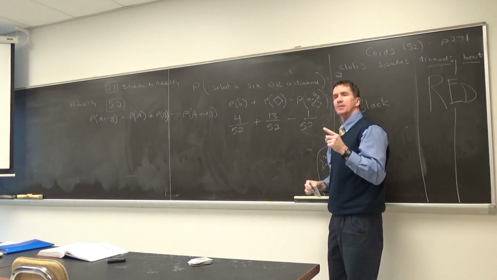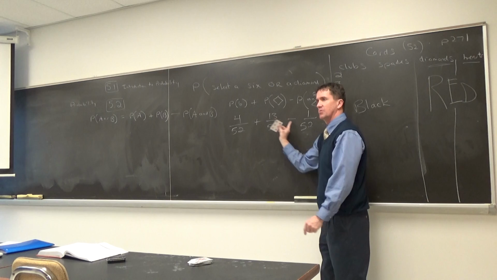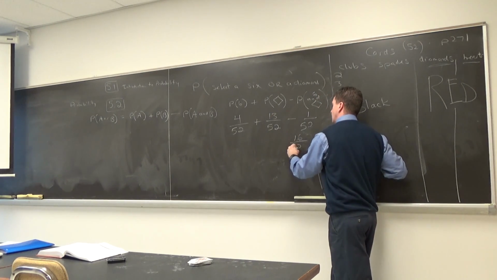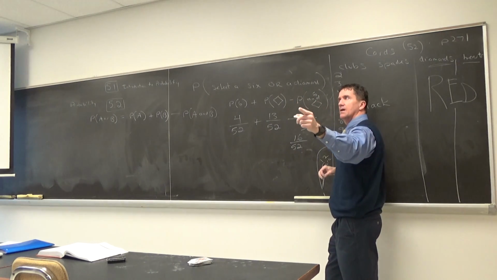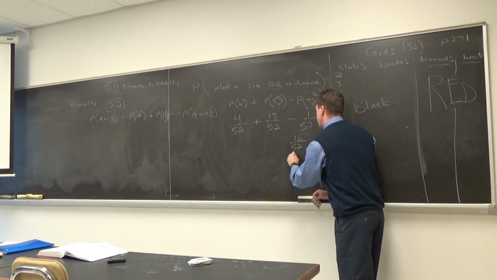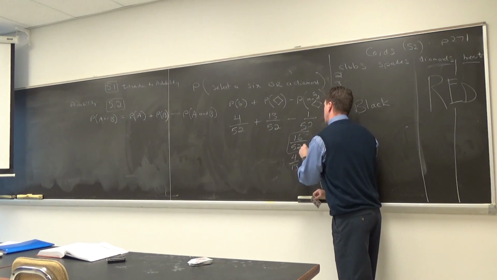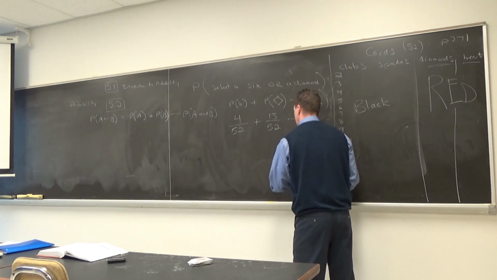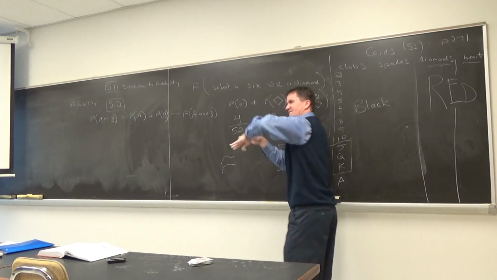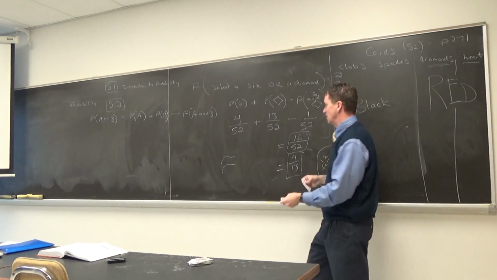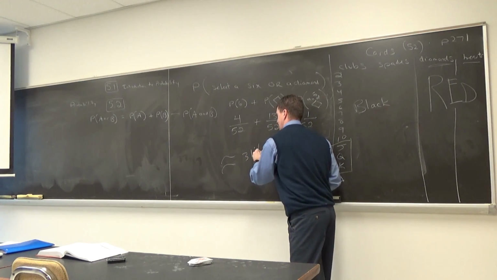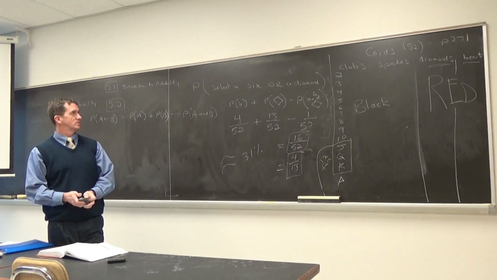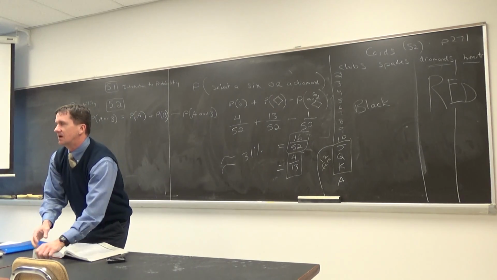So the answer to this math problem is not 17 out of 52. It's 4 plus 13 minus 1, 16 out of 52. Or, want to reduce that? 4 13ths. Or 31%. So 6 or diamond at the same time.